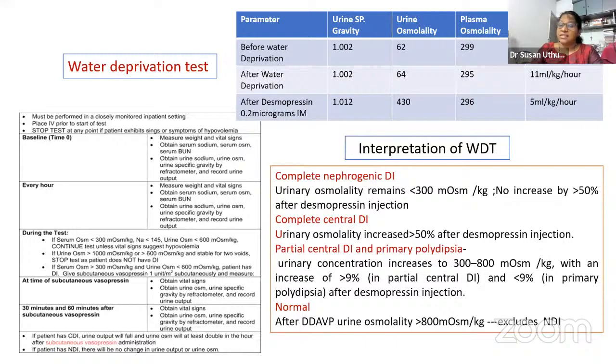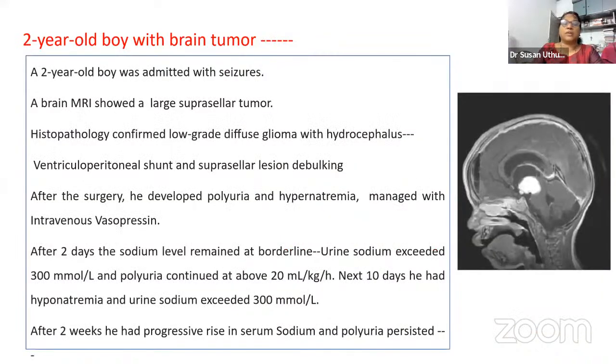And if the increase is more than 9%, you take it as partial central DI. And if the improvement in urine osmolality is less than 9% after desmopressin, you can take it as primary polydipsia. In normal individuals, after DDAVP, the urine osmolality should go up to more than 800.